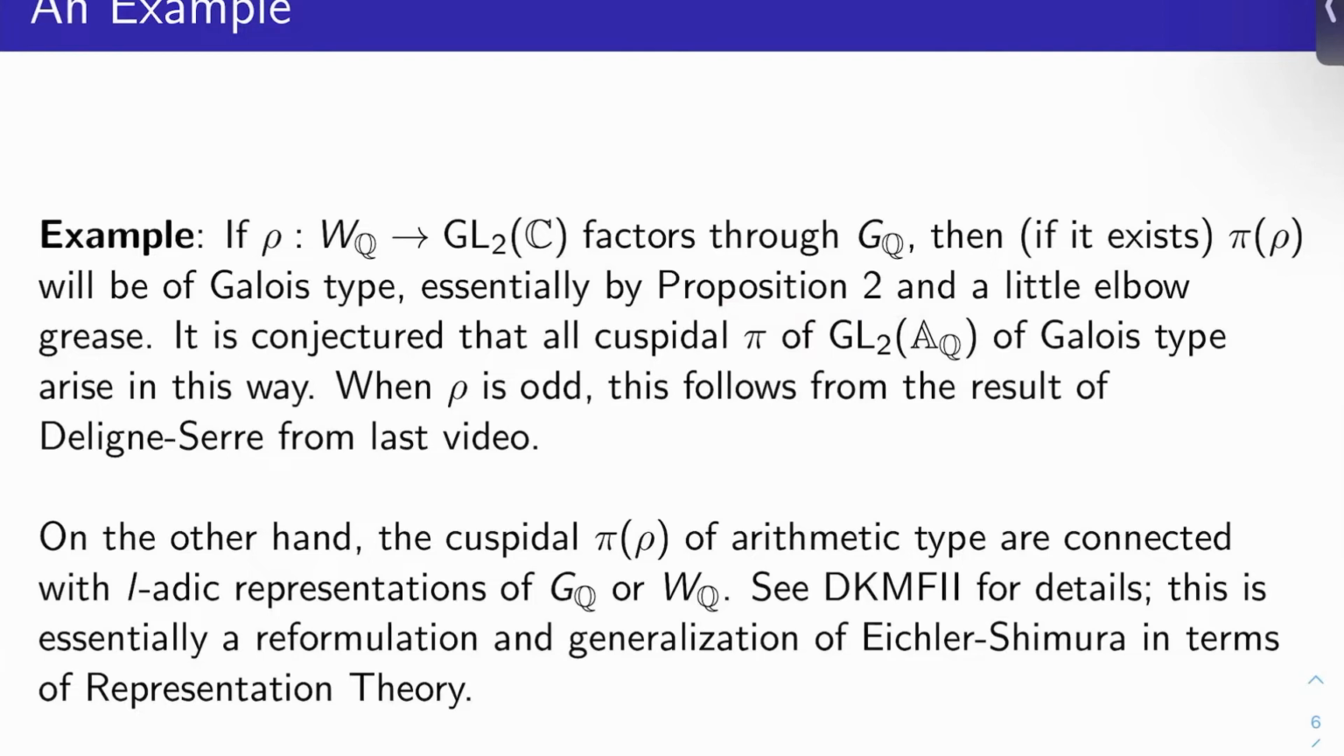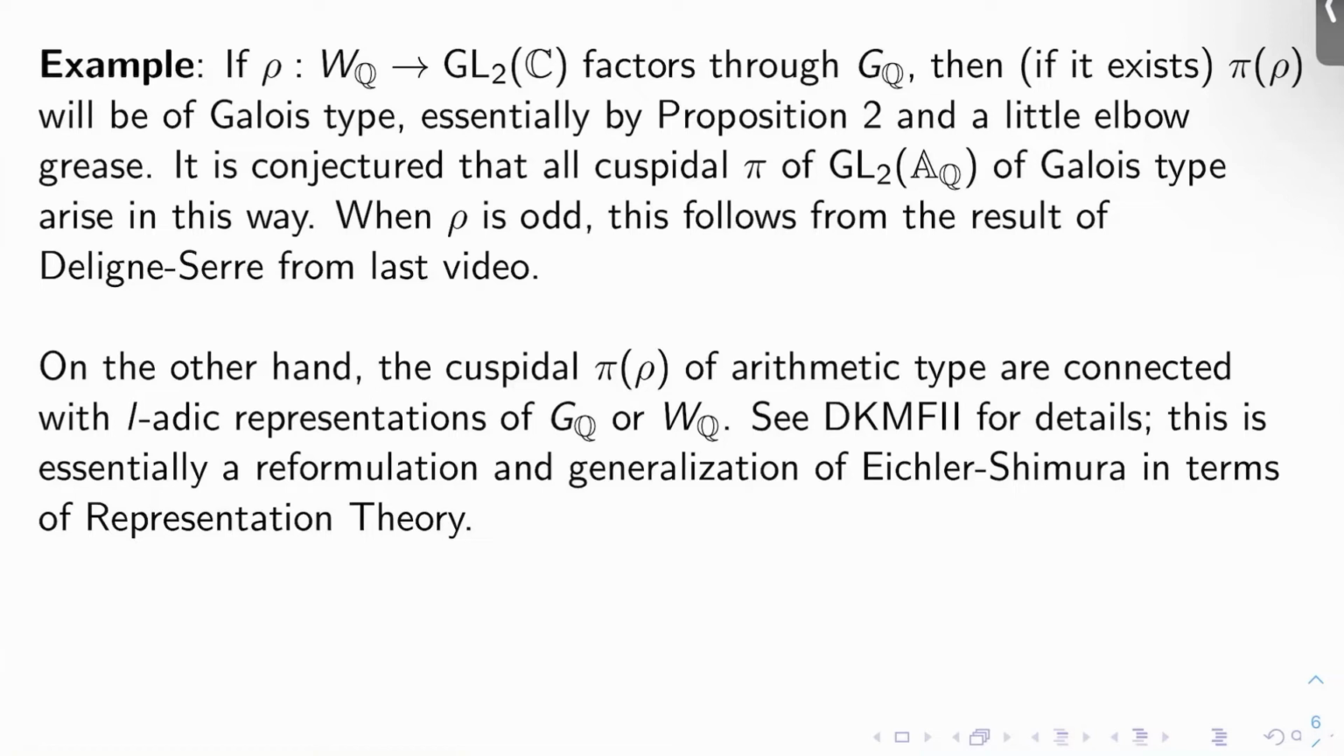And I'll say also that it's actually conjectured that all cuspidal pi of GL2(A_Q) of Galois type arise in this way. They're just these representations that factor through G_Q. Okay. When rho is odd, don't we already know this though? Yeah, we do. It follows from the Deligne-Serre construction given last video. So when rho is odd, this is actually known.